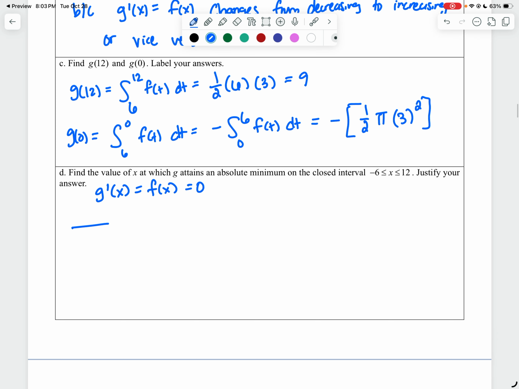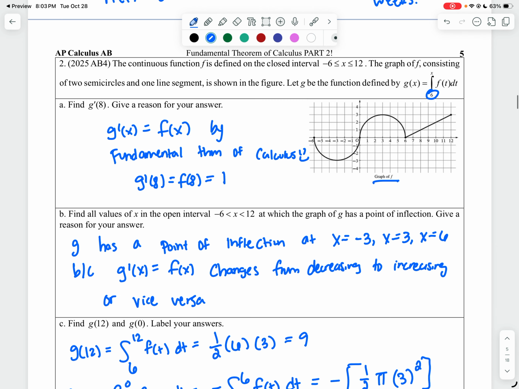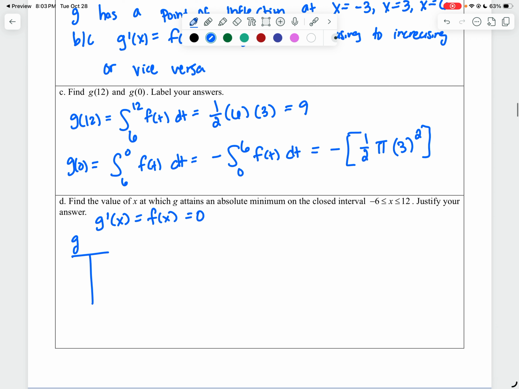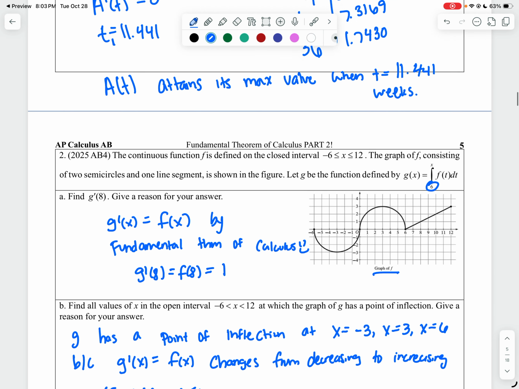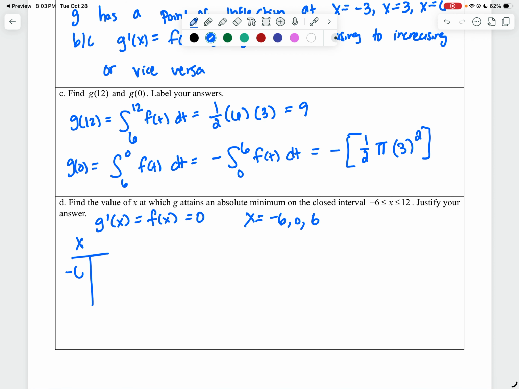So, we have, yeah, 0. Oh, and negative 6. So, negative 6, 0, and 6. We have 4 things to check. That's not G, that's X. We have 4 things to check. We have negative 6, we have 0, we have 6, and we have 12.